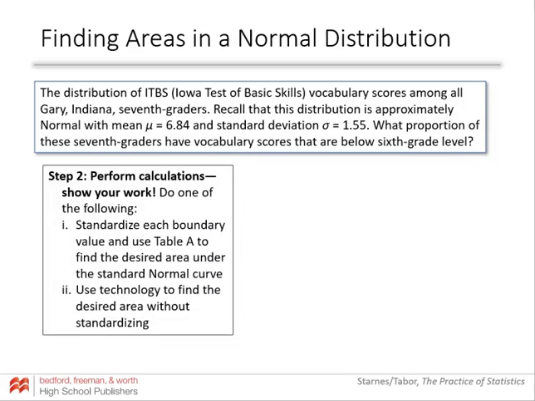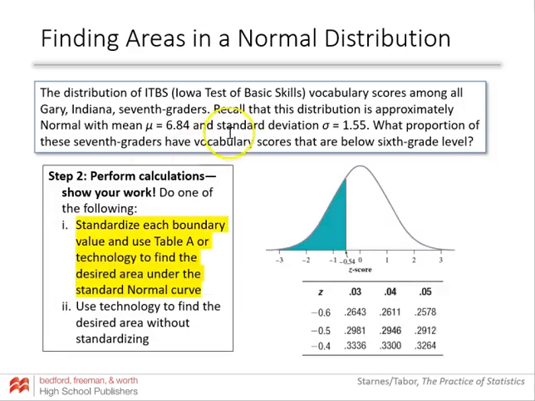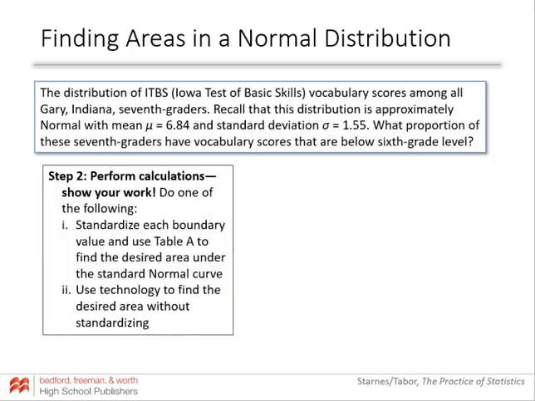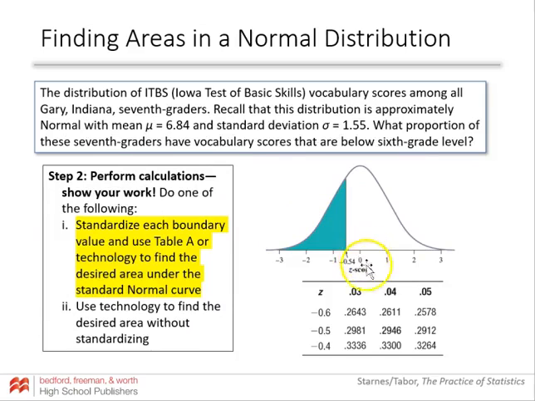Okay, standardize the boundary again means find the z-score. So what z-score would a vocab score of 6 be? All right, that is going to be equal to -0.54. So you see they drew the same curve, but instead of using 6.84 and then the actual mean and standard deviation, the standardized curve has a mean of 0 and a standard deviation of 1. Okay, and then we could go to our little table, and what is the probability for a z-score of -0.54? And that would be 0.2946.